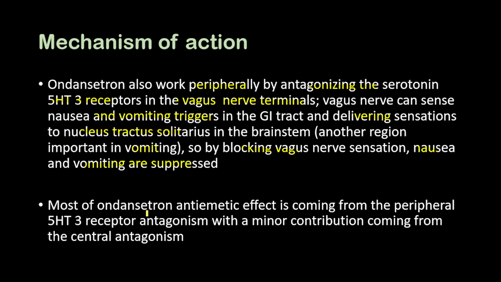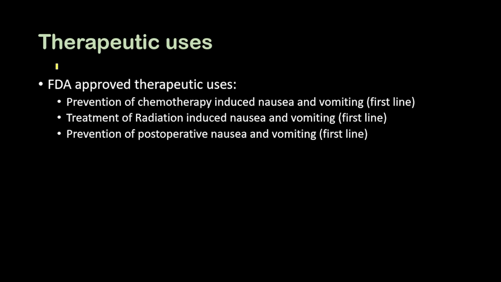Now most of ondansetron's anti-emetic effect is coming from the peripheral serotonin 5-HT3 receptor antagonism, with a minor contribution coming from the central antagonism. Now let's talk about the therapeutic uses. So the FDA approved therapeutic uses include the prevention of chemotherapy-induced nausea and vomiting, and ondansetron is the first line for this indication.